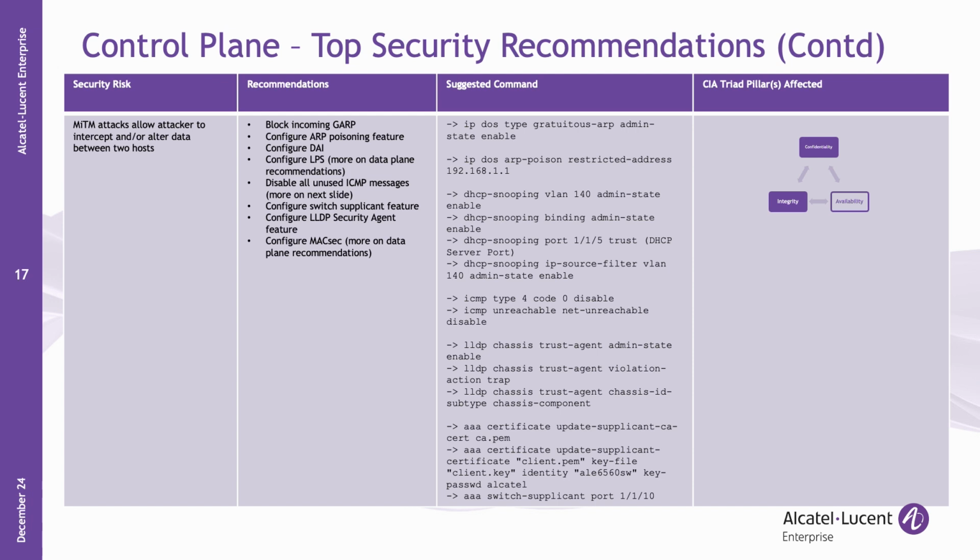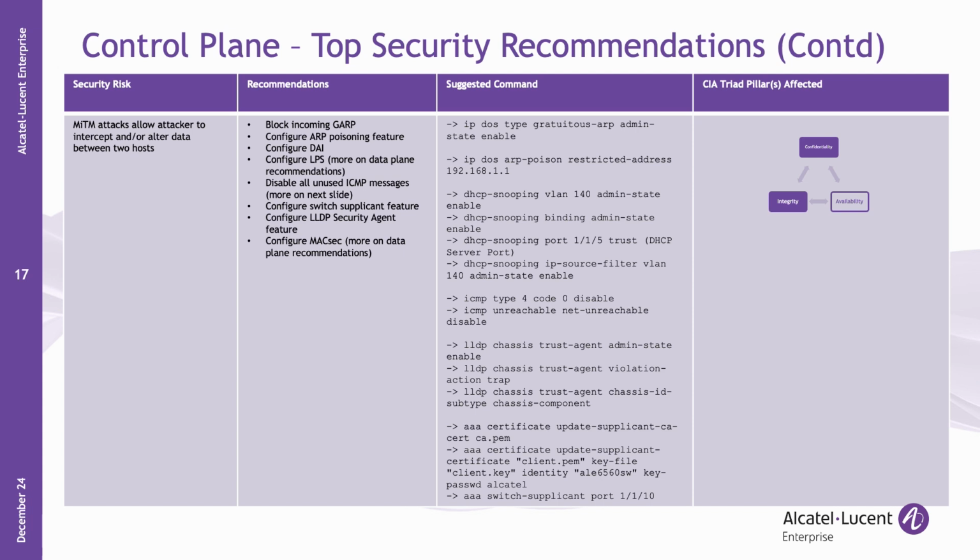Third mitigation is you can disable unused ICMP messages. I will discuss this more in the next slide. Other mitigation tools include blocking incoming gratuitous ARP packets to the switch, configuring learned port security on the edge port, the switch supplicant feature, and the LLDP security agent feature.